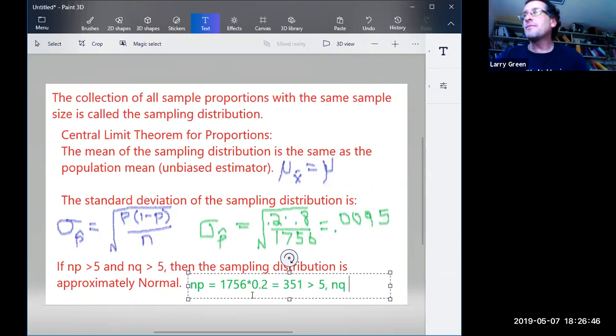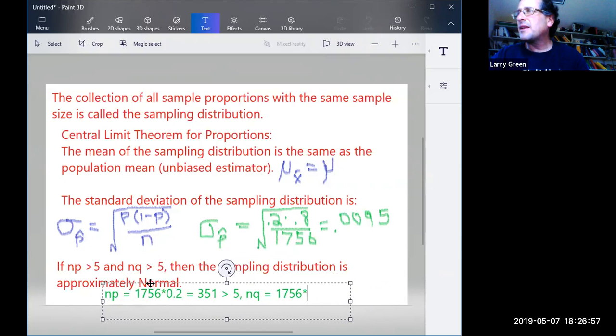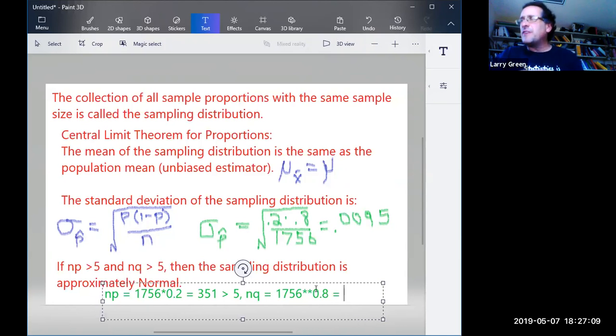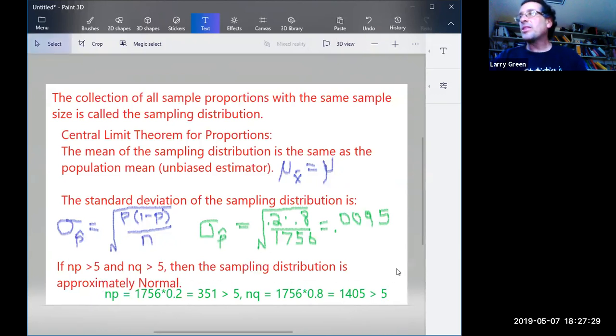Similarly, NQ is going to be equal to 1756 times, so I better make this bigger. There we go. 1756 times 0.8. And that'll be 1405, if I did it in my head right. You don't have to do it in your head, by the way. Any questions on this? And 1405 definitely is bigger than 5. So what we can conclude is the sampling distribution is normal. So all probabilities you might be interested in, you can use the normal distribution. Any questions on that?